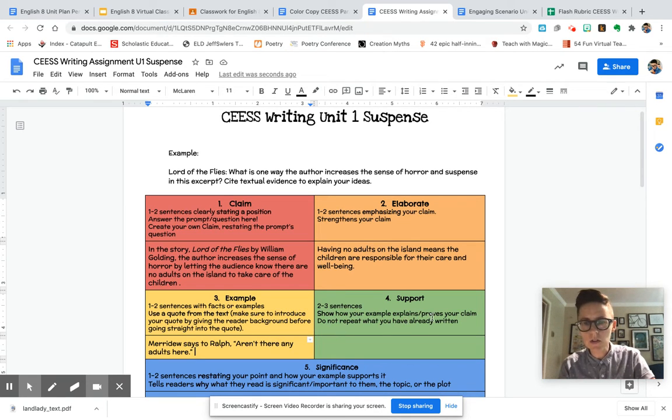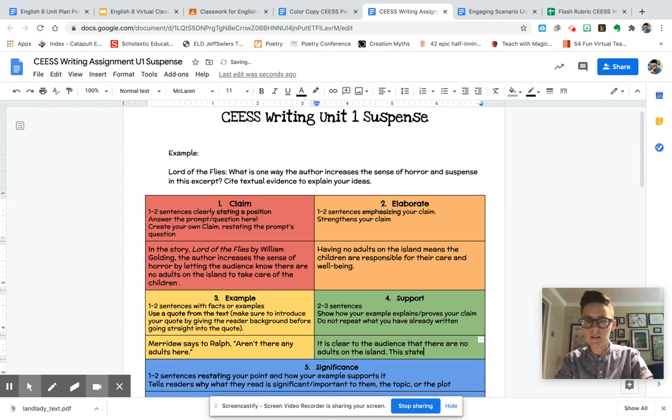Show how your example proves your claim. So this clearly shows that this quote clearly shows there are no adults on the island. It is clear to the audience that there are no adults on the island. So 2 to 3 sentences. So that means I need to think. It is clear to the audience that there are no adults on the island.